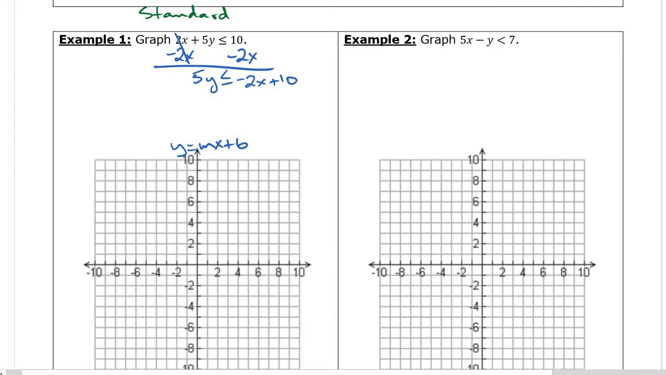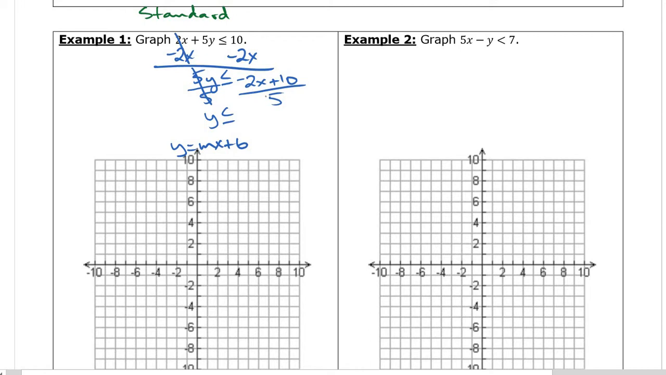This 5 is in the way. Right now the 5 is multiplying times the y. When a number is next to a letter, it means multiply. So to get rid of multiplying, I divide by 5, divide by 5. You have to divide the whole side by 5. The 5's cancel. Since I divided by a 5, I do not flip the inequality, so it's still y is less than or equal to. If it had been a negative 5, that's when I would have flipped it.